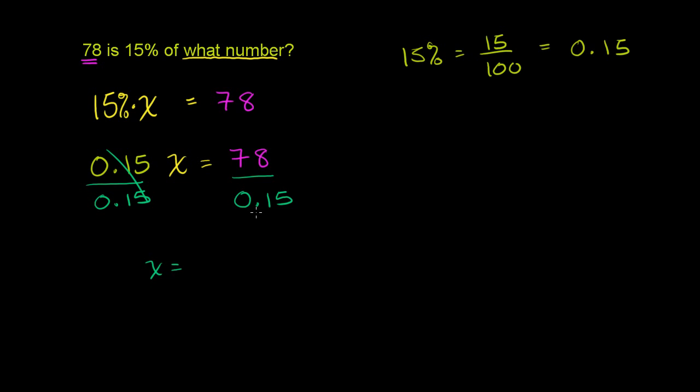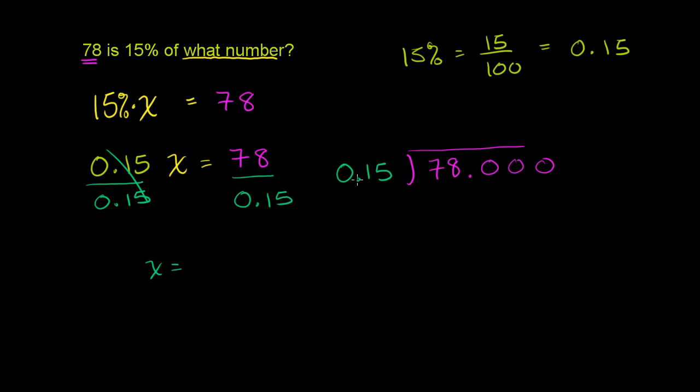Now, we have to figure out what that is. If we had a calculator, pretty straightforward, but let's actually work it out. So we have 78 divided by 0.15, and it's going to be some decimal number. It's going to be larger than 78. But let's figure out what it ends up being. So let's throw some zeros out there. It's not going to be a whole number.